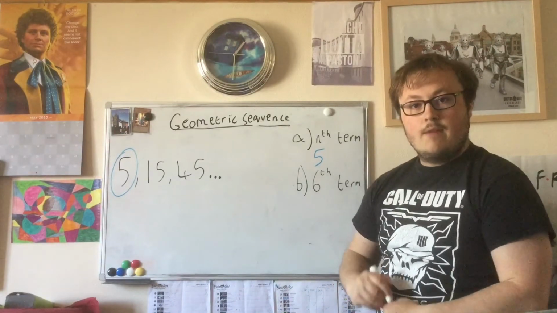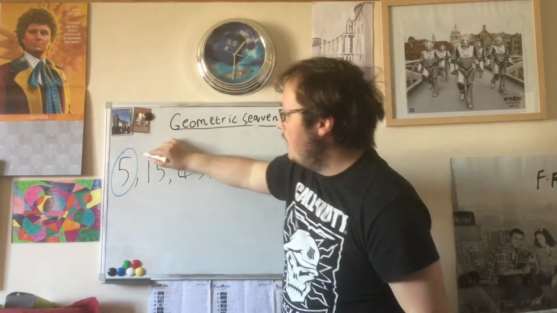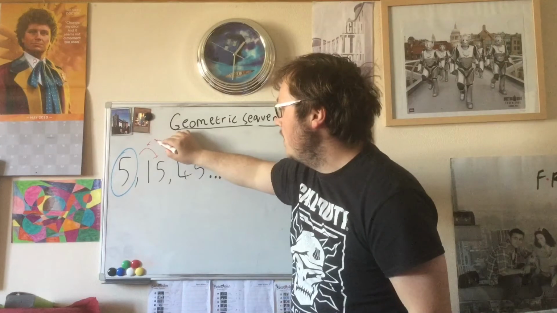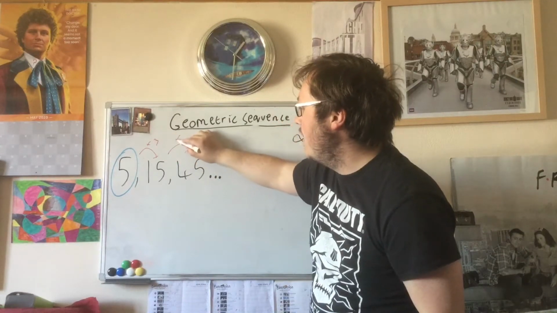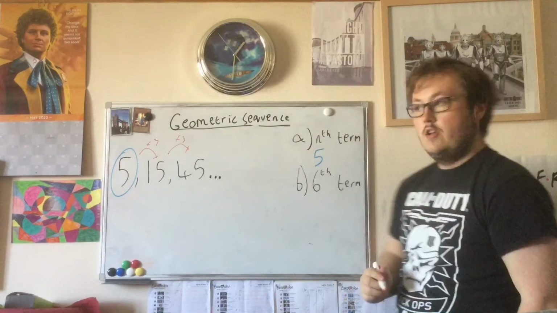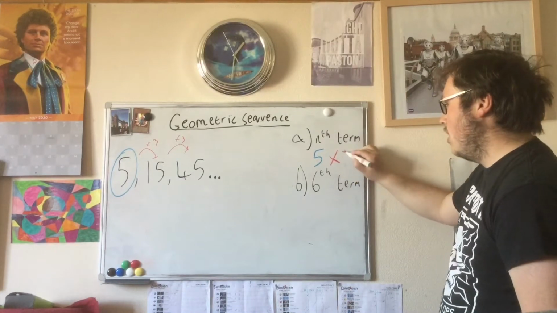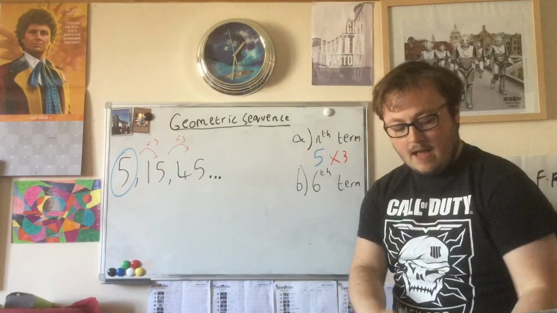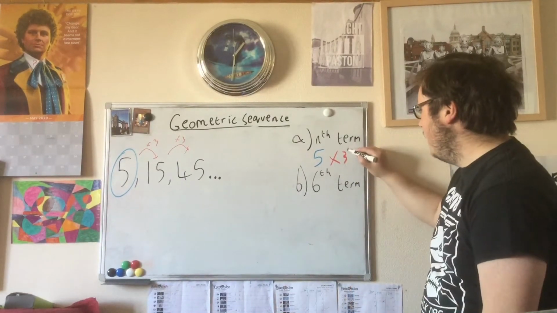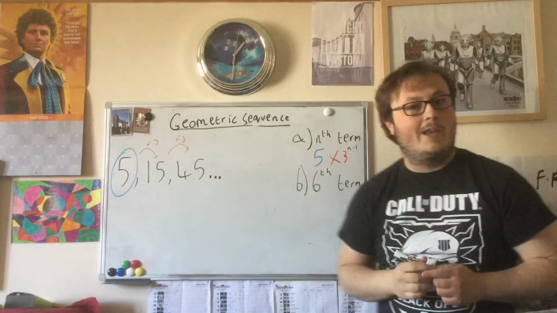Now, what's happening every time? What are we multiplying by every time? We're multiplying by 3 every time. So the rule is 5 times 3 to the power of n minus 1.